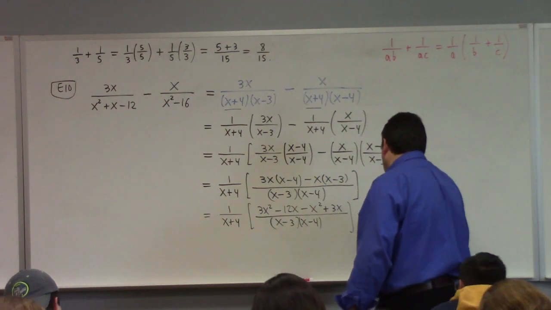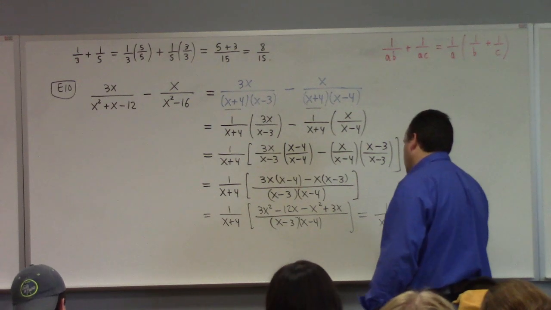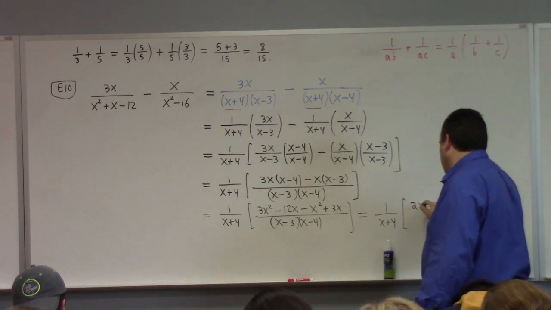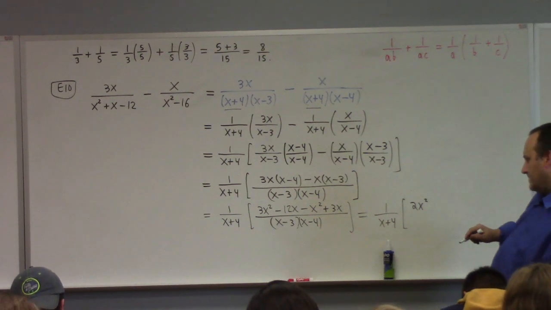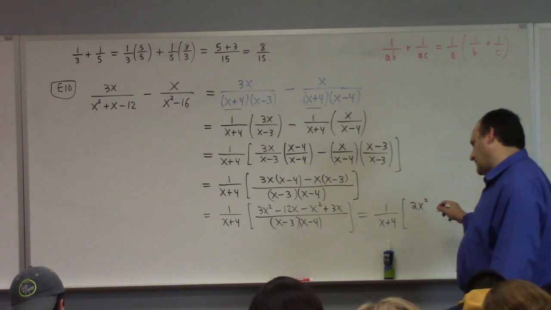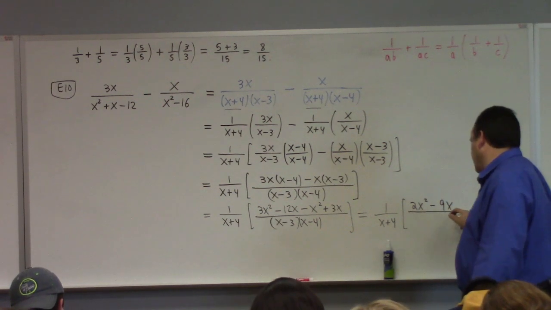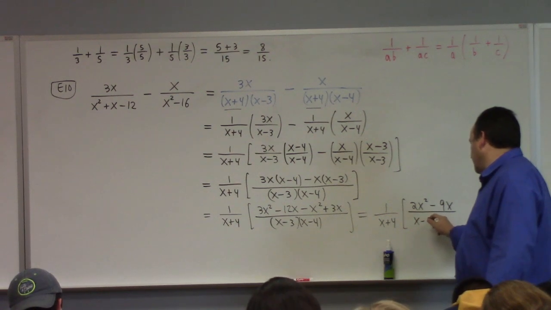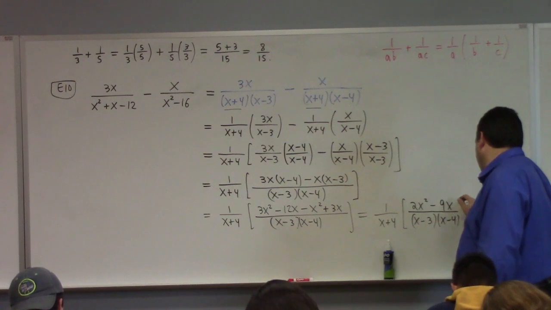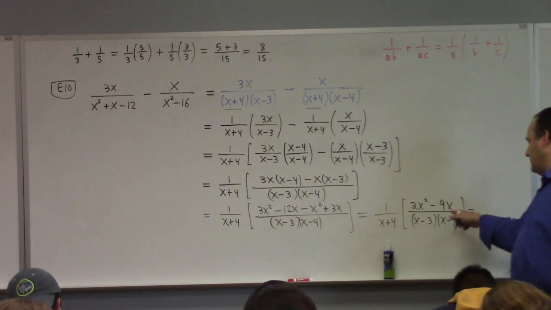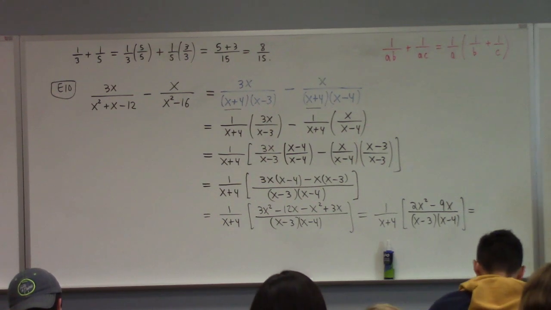which works out to 1 over x plus 4 times what would you got here? You got a 2x squared minus what? Minus 9x, I think. Can we factor that? We can factor the thing in the numerator now, right? What do you have? That's x times what?